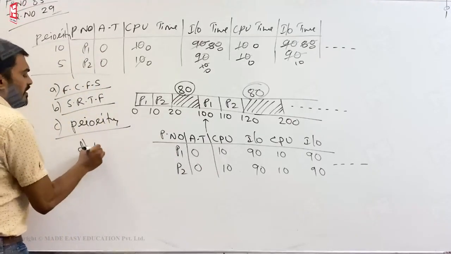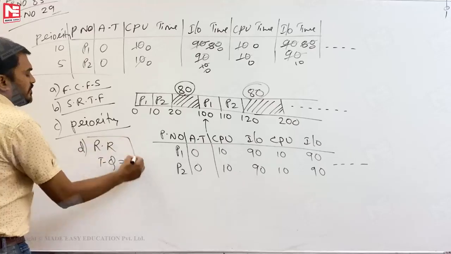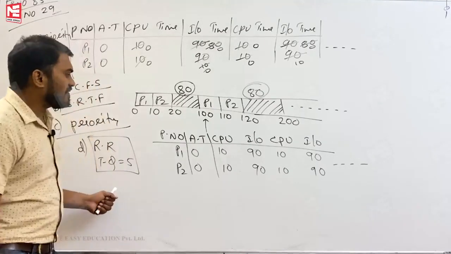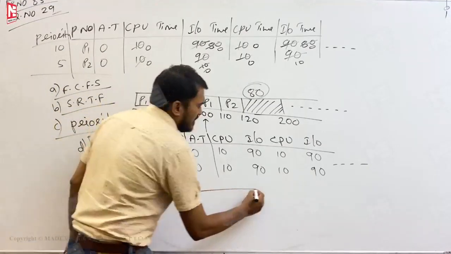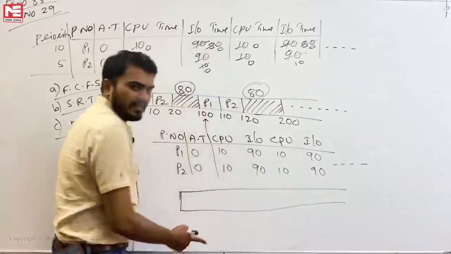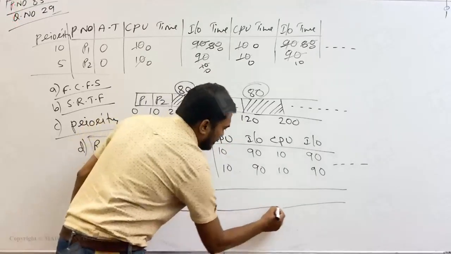Option D. What is it in option D? Round robin with the time quantum given as what? 5. Round robin time quantum is given as 5. Now understand here, time quantum is 5, and in round robin the arrival times are the same. Look at here, let's make the Gantt chart. I hope this is visible. Visible, right? So now understand, let's make the round robin.